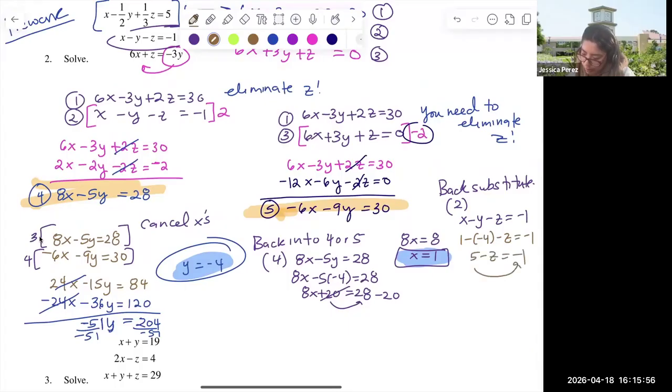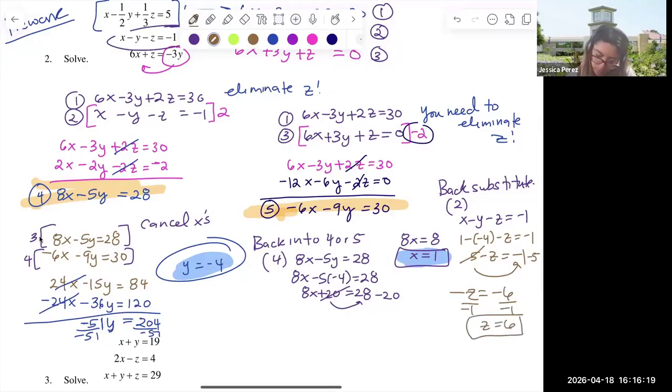Bring the 5 over, negative z is equal to positive 4. Sorry, so it's bring it over by subtracting, and that gives me negative 6. So it's minus 5 here, negative 6. So divide both sides by negative 1. I get z equals 6.